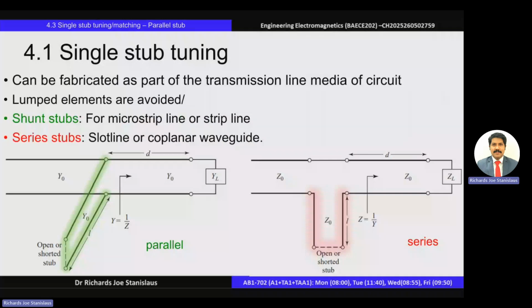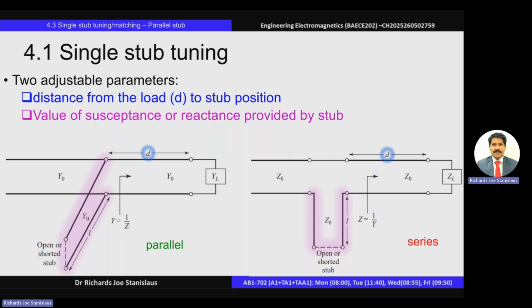Again, we'll go to the steps. Shunt stubs are used for microstrip line or strip line, and series stubs are used for slot line and coplanar waveguide applications. So in single stub tuning, there are two aspects that we need to find out. One, what is the distance d from the load location? The load is located at the end of the transmission line. From there, as you move along the transmission line, you're moving along the VSWR circle.